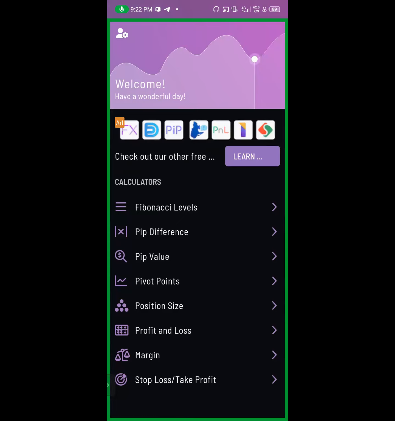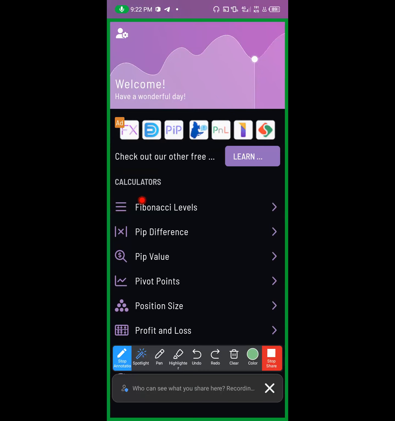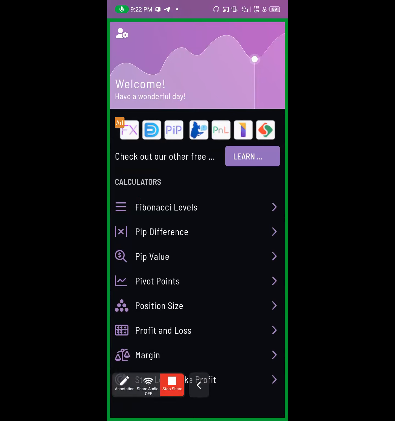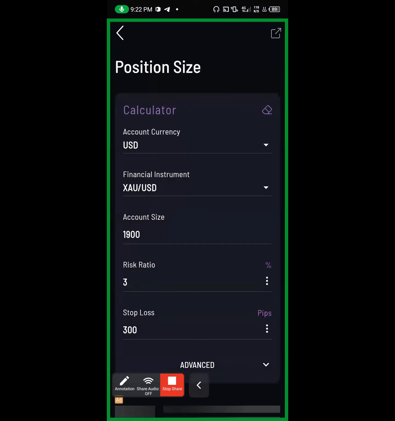When you open this app, this is the first thing you see. Welcome. These are the things you can calculate on this app. You can calculate your Fibonacci and all these others, but the only one that concerns you as a beginner now is the one we call the position size. You click on position size, and you come to this part.